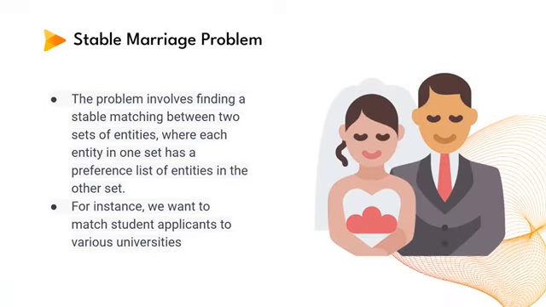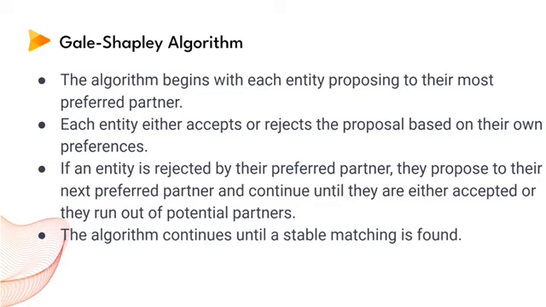As you can see, this sounds very similar to the stable marriage problem, which is a problem that involves finding a stable matching between two sets of entities, where each entity in one set has a preference list of entities in the other set. For instance, you can think of this as matching student applicants to various universities. And this problem can be solved by the Gale-Shapley algorithm.